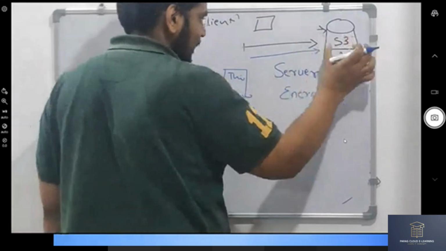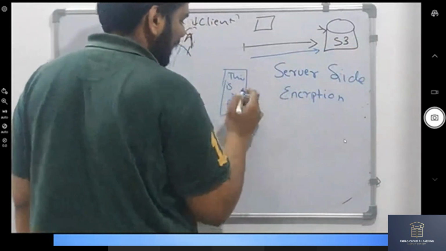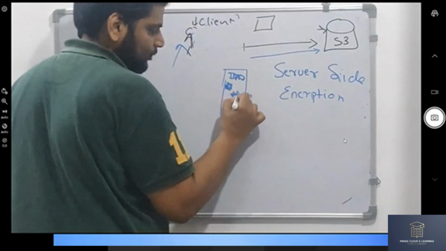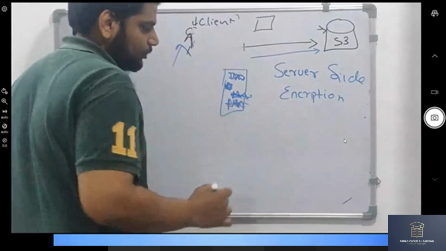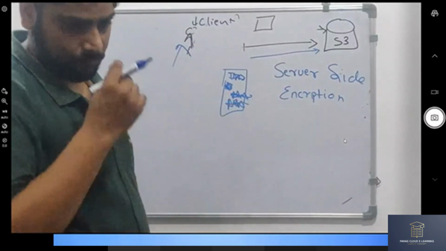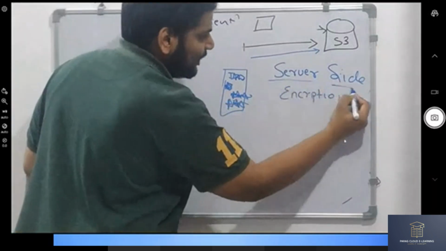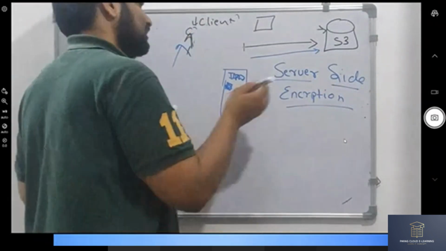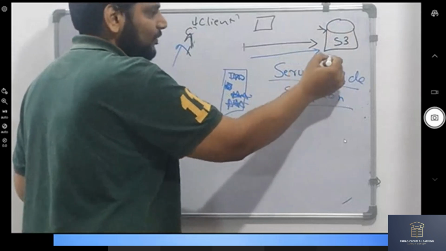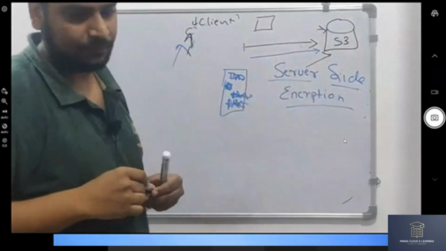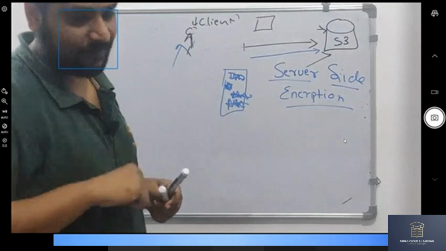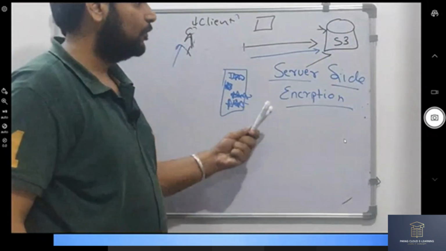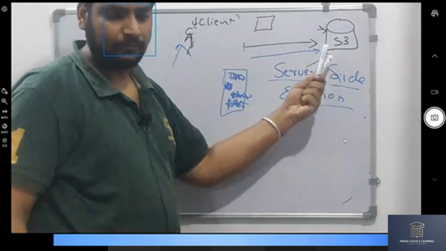Now you have uploaded this file in S3. Now S3 will encrypt your data for you. This is called server side encryption. Who is doing the encryption? S3. So that's why it's called server side encryption. The previous case was client side encryption, where we were doing the encryption. Now S3 is doing encryption for me.